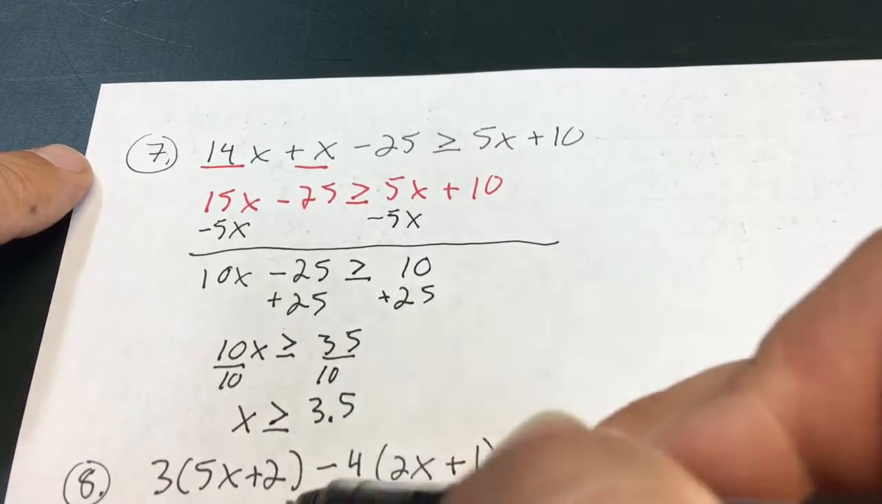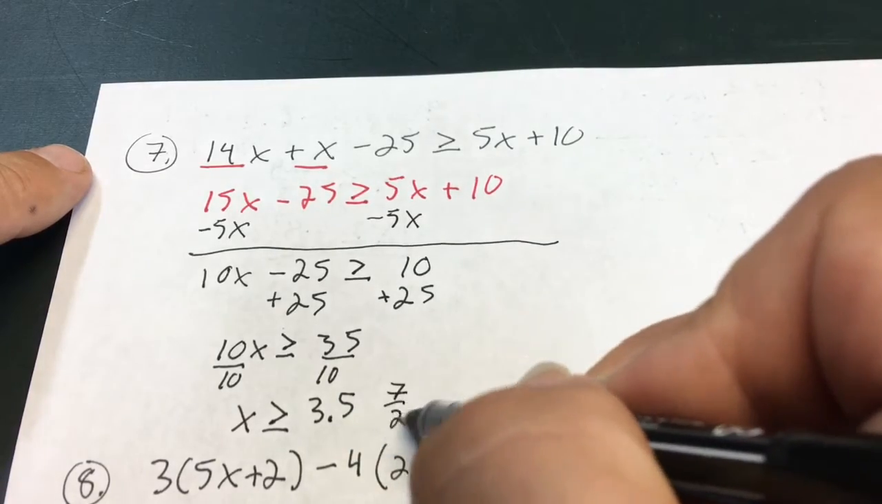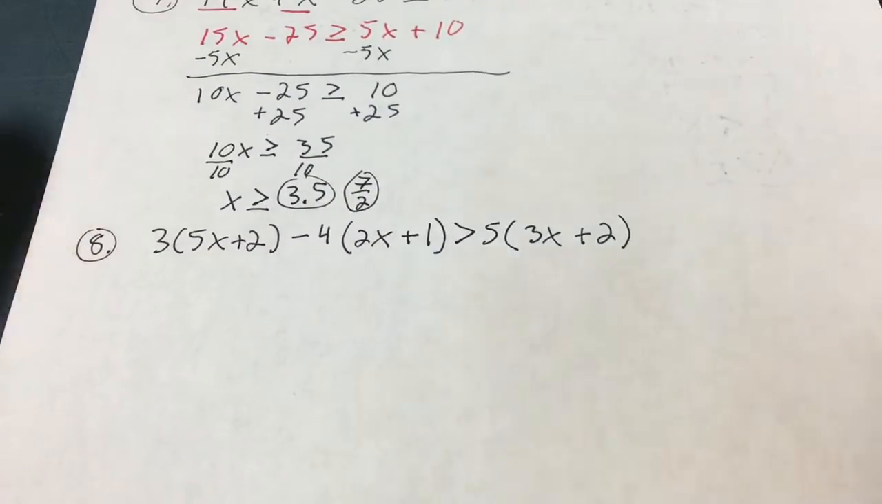You just move the decimal over one spot when you divide by 10, or divide that by 5, divide that by 5, so you get 7 halves. Either 7 halves or 3.5. Number 8, I have to implement the distributive property.